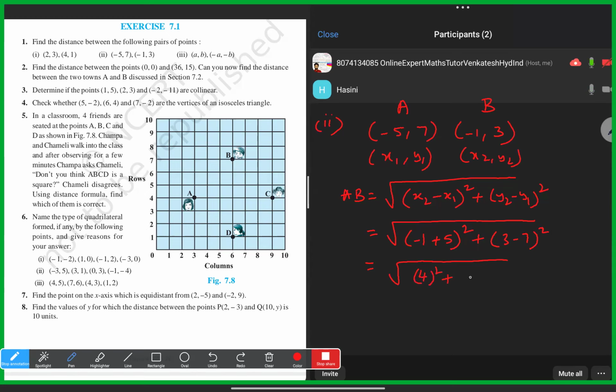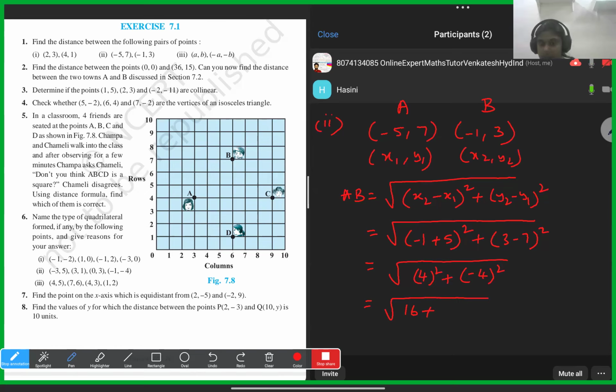4 square plus 3 minus 7 is minus 4. So minus 4 whole square. 4 square is 16, and minus 4 whole square is 16. So 16 plus 16 is 32.